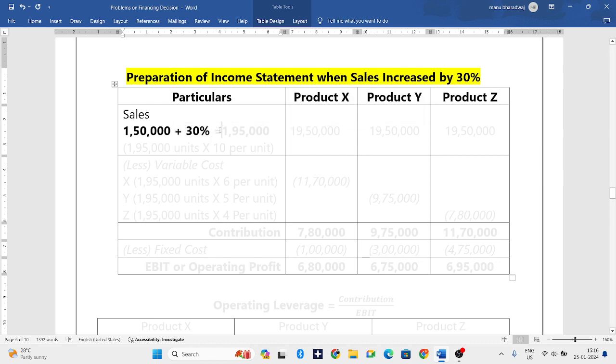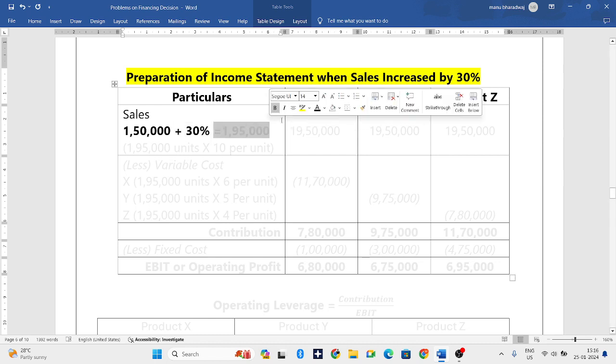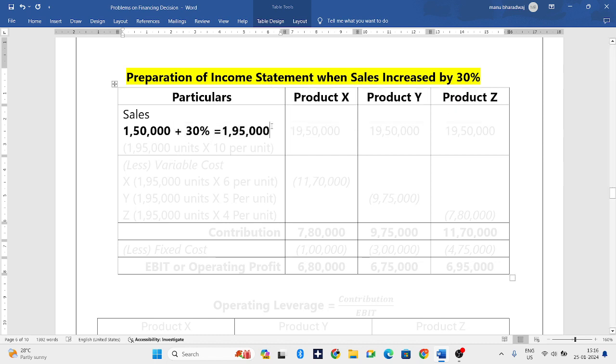If we increase by plus 30%, it becomes 1,95,000 units. So sales units was 1,50,000 units. For that they are adding 30%. Once they add 30%, it becomes 1,95,000. Now the selling price per unit is 10 rupees.